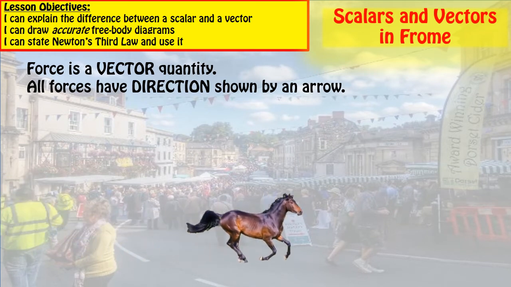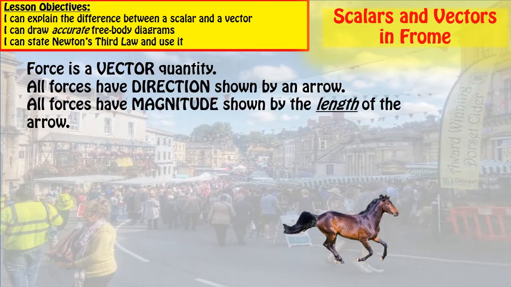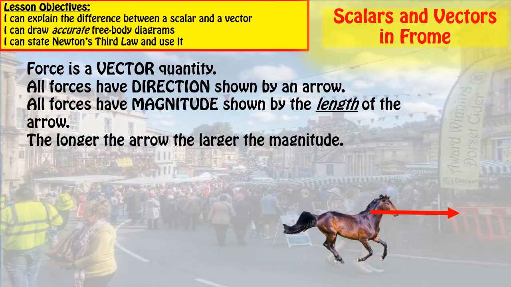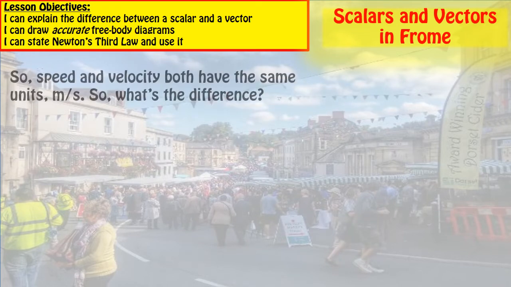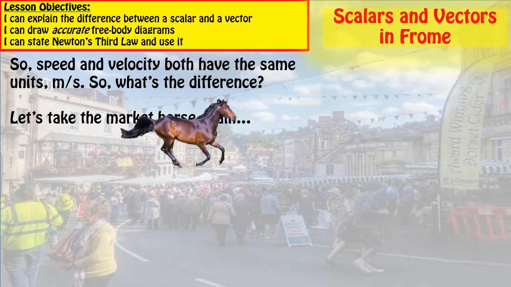So there's a horse. What's it doing in market day? Oh my goodness. So it has a magnitude, which will be shown by the length of the arrow. The longer the length, the greater the magnitude, and we met that last lesson. So speed and velocity both have the units meters per second. So what's the difference? Let's have another look at the horse again.